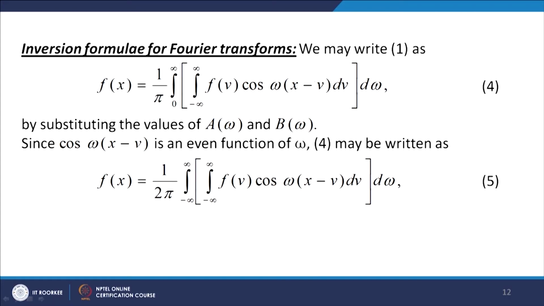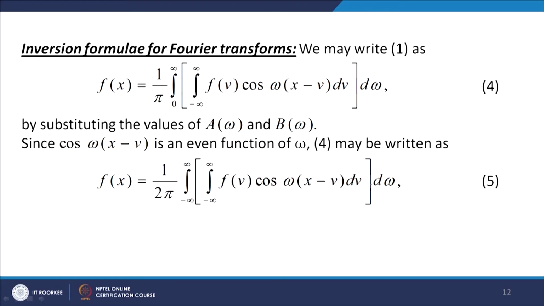Now, here better let us look at the function cos omega(x minus b). It is an even function of omega. The integral over omega is from 0 to infinity, so we can make it from minus infinity to infinity and divide by 2 because of the fact that cos omega(x minus b) is an even function. So, this becomes 1 over 2 pi integral from minus infinity to infinity, integral from minus infinity to infinity f(b) cos omega(x minus b) db d omega.